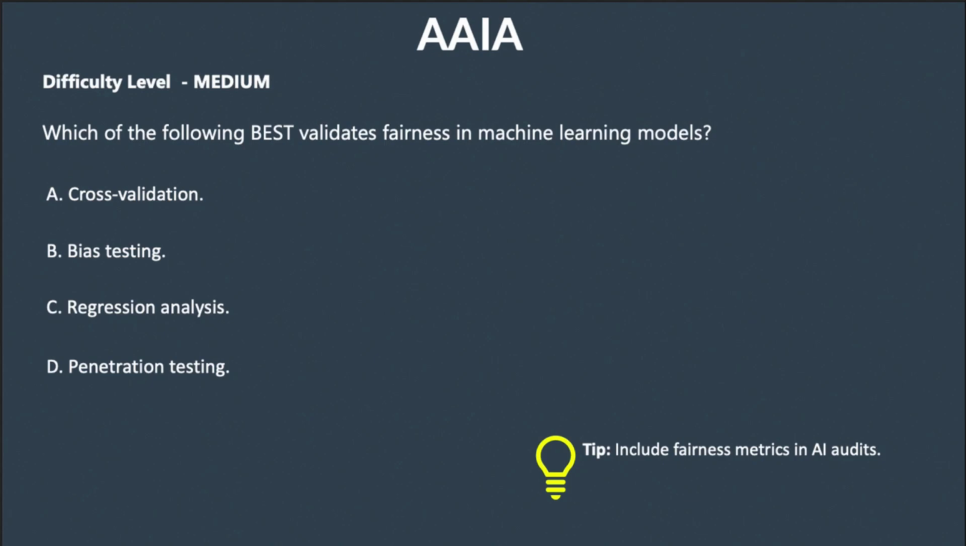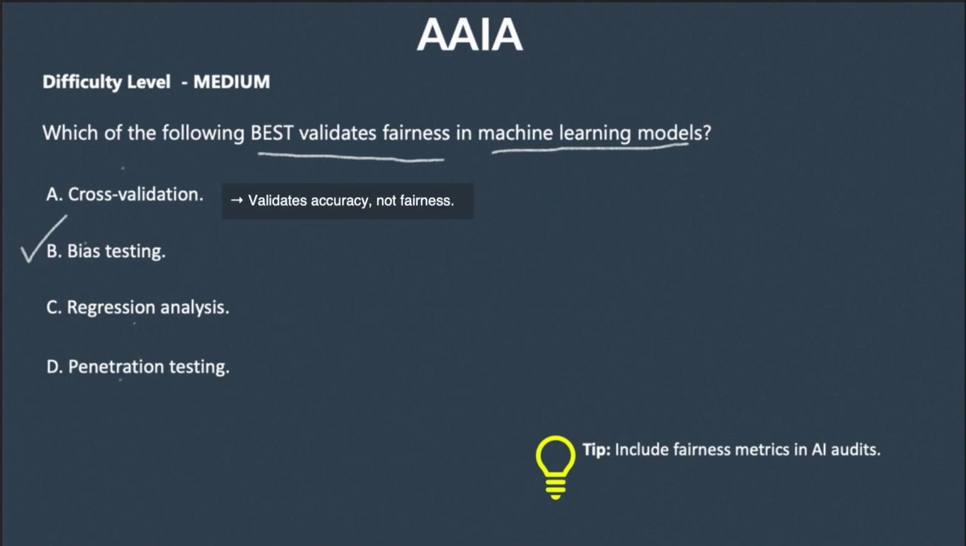Which of the following best validates fairness in machine learning models? We're trying to look for what best validates fairness when it comes to machine learning models. Option 1, we have cross-validation. Option 2, bias testing. Option 3, regression analysis. Option D, penetration testing. Please pause the video and select your answer. The correct answer is bias testing. But let us look at the other options to see why they are not right.